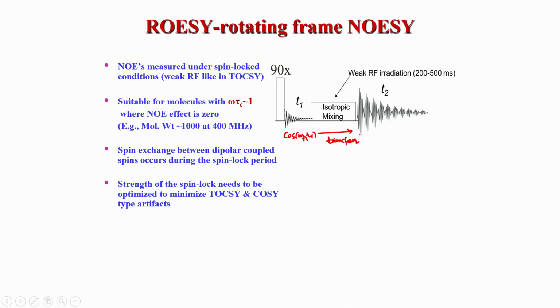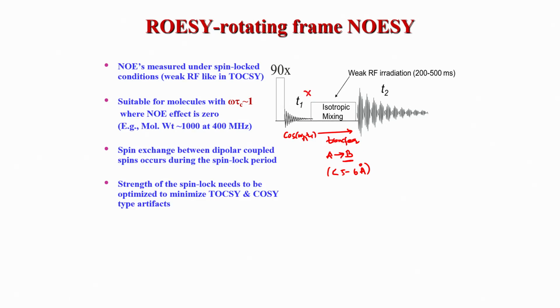of magnetization from A to B, where B is a spin which is close in space to A. So, again this same idea applies, it has to be less than 5 to 6 angstrom even in a ROESY experiment. So, ROESY and NOESY are not different in terms of the distance information that we can obtain, it is similar, but the main difference is that here it is in the xy plane.